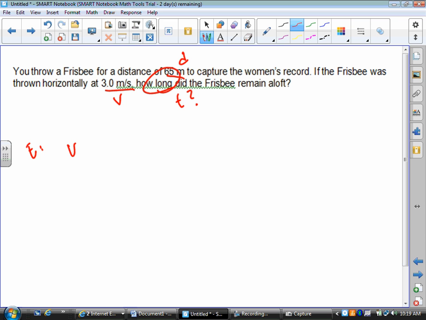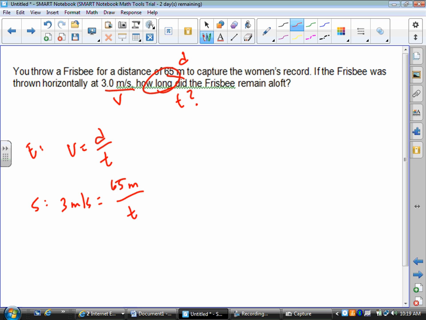Yes, the equation here is V equals D over T. So we'll go ahead and substitute in the distance and the velocity. So it'll be 3 meters per second is equal to the distance of 65 meters divided by our time that we're looking for.